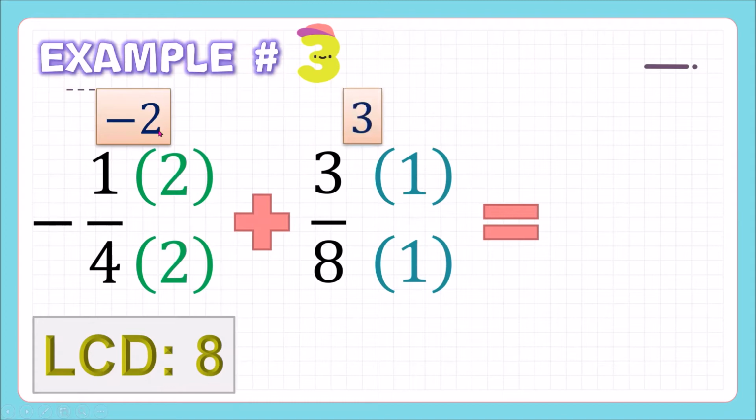So we have now negative 2 plus 3. Again, they are different signs, so we need to subtract. 3 minus 2 is 1. Copy the sign of 3 because 3 is greater than 2. So 3 here is positive, so we have positive 1 over 8. Final answer, no lowest term.